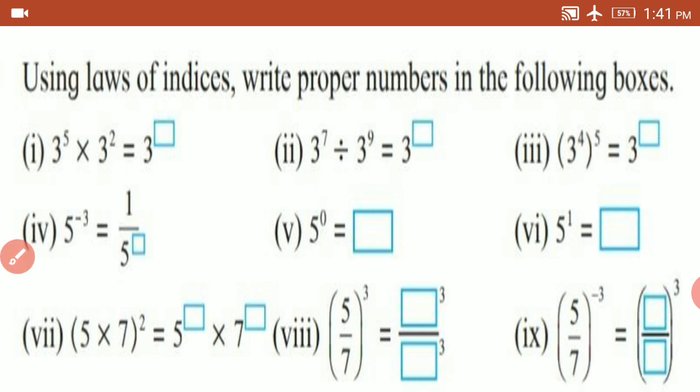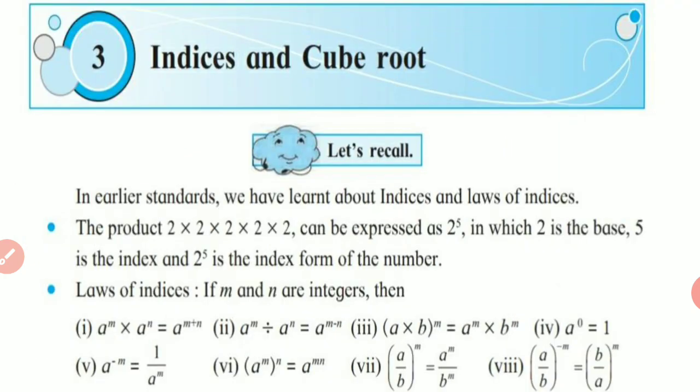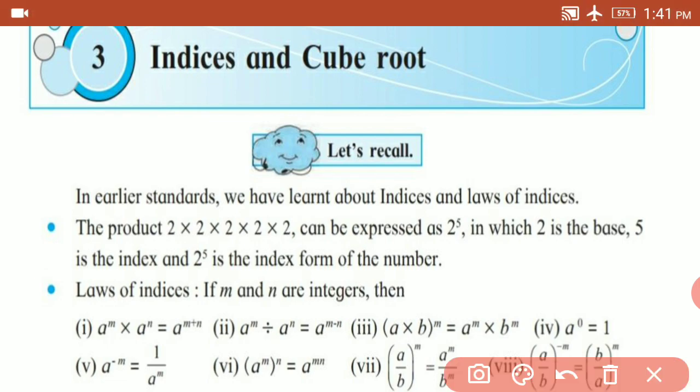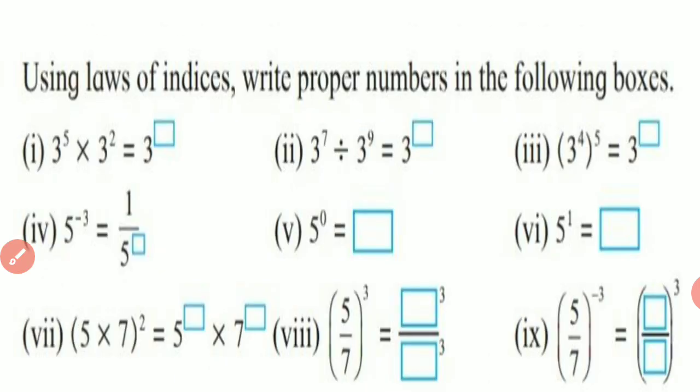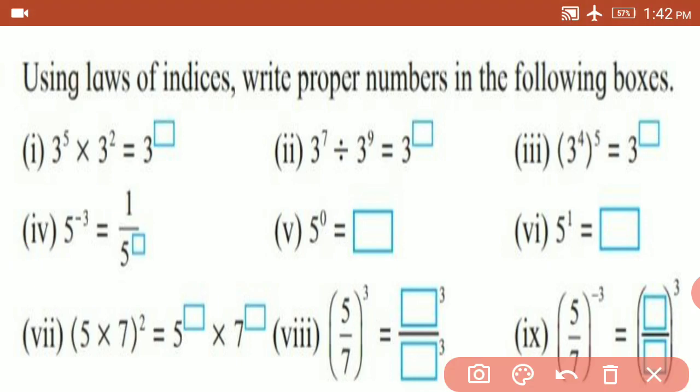Then third example, (3 raised to 4) raised to 5. In this example, we use law number 6. This one, (a raised to m) raised to n, and the answer is a raised to m n. Product of indices here. Therefore, in this example, (3 raised to 4) raised to 5 is equal to 3 raised to 4 into 5, that is 20. Answer is 20.